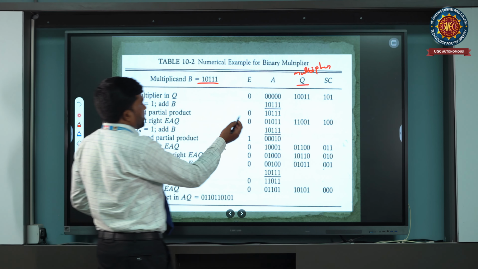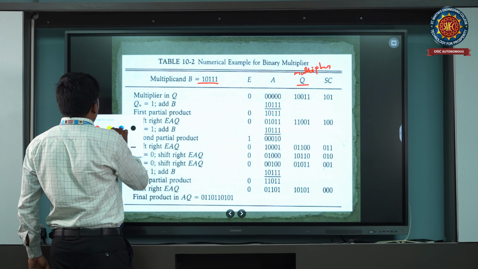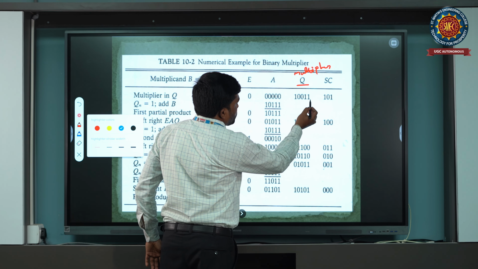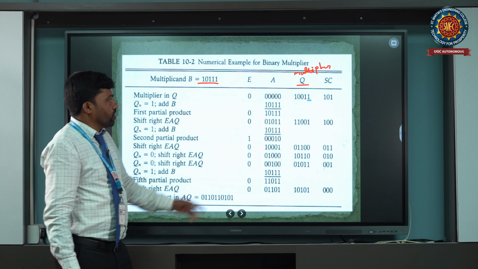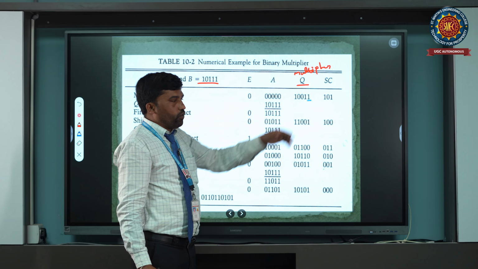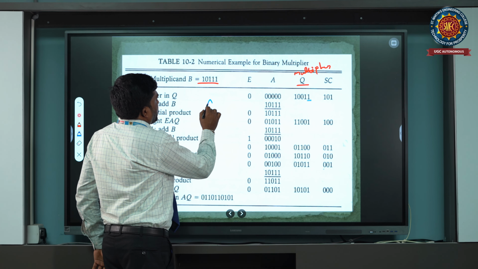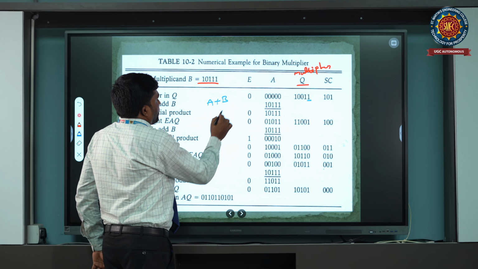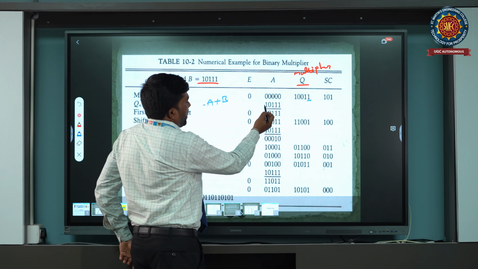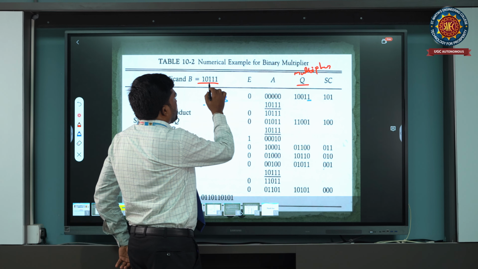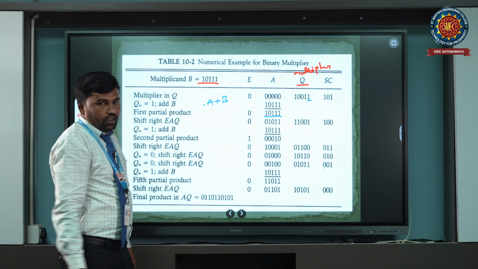So what is Qn? Qn means the least significant bit of the Q data register. Here Qn is equal to 1. Qn equal to 1 means first we do A plus B. So we add the B register data to A, here adding 1 0 1, the B data, to A. Finally we get the data.